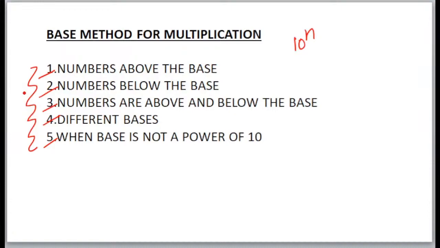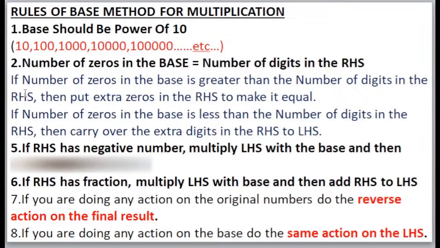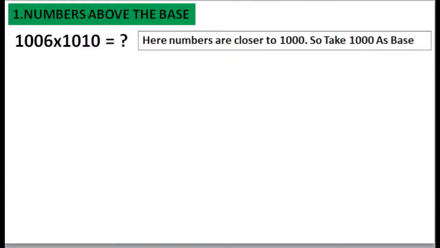Before that, please have a look at the rules for these methods. I will tell you these rules in detail when we work out the examples. So our first method is numbers above base. We will use tens power as basis.